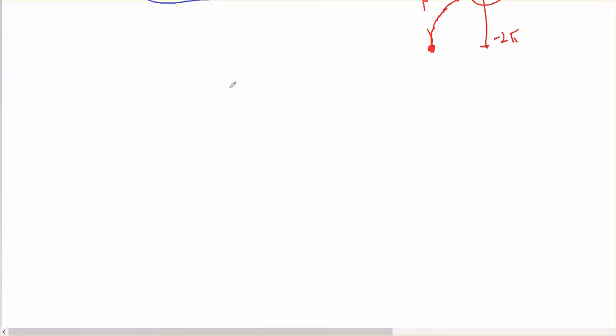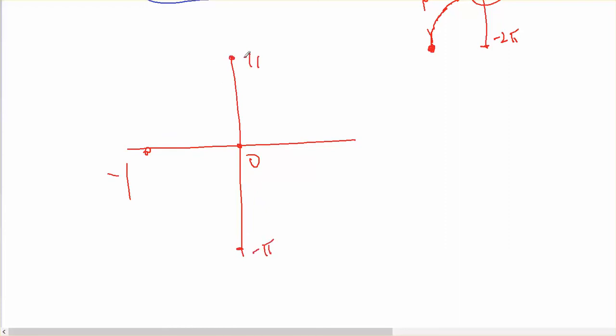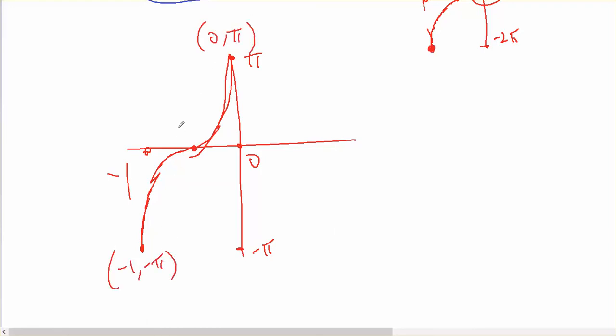So what will my final graph look like? My final graph will look like this. So 0, pi, the endpoint labelled; -1, -pi, the endpoint labelled; -1/2, the x-intercept labelled; and that's what the graph should look like.